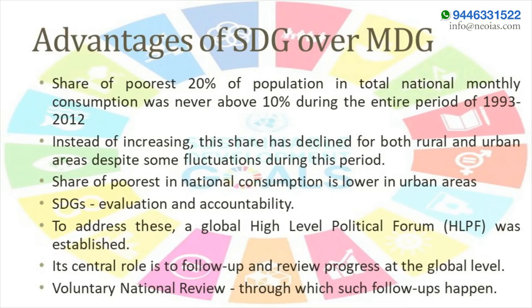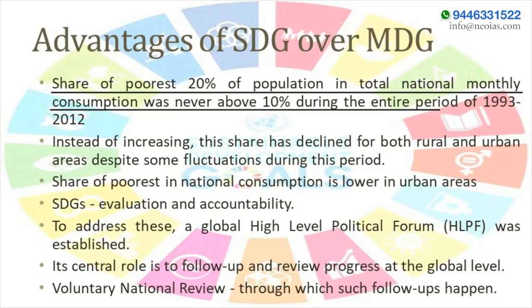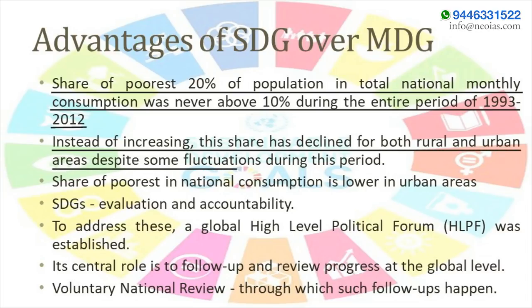Now we will look at the advantages of Sustainable Development Goals in comparison to Millennium Development Goals. The share of the poorest 20% of the population in the total national monthly consumption was never above 10% during the entire period ranging from 1993 to 2012. Also, instead of increasing, this share has declined over the years for both rural and urban areas despite some fluctuations during this period. The fact is that the share of poor people in national consumption is lower in urban areas as compared to rural areas.